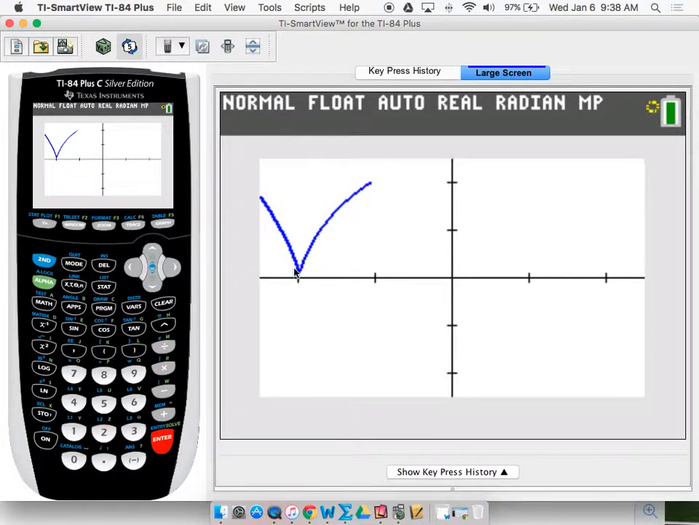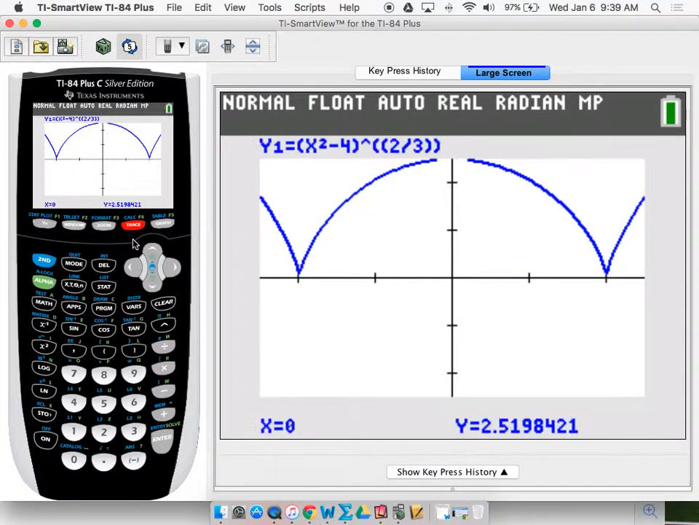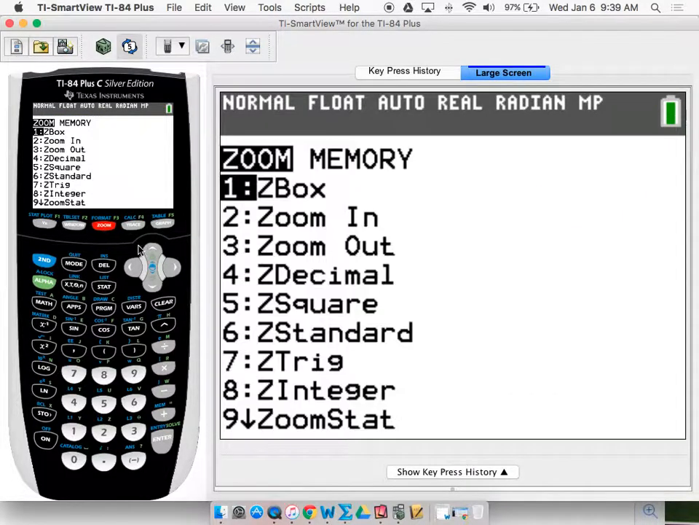All right, so there's your relative min, there's your relative max, and then there's your other. No, this is just because of the window.